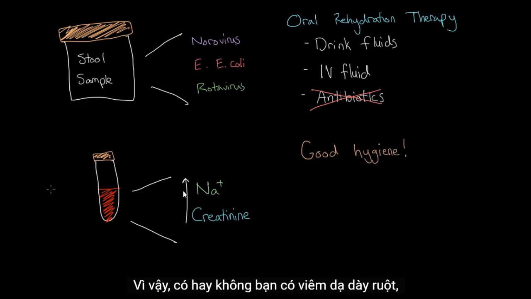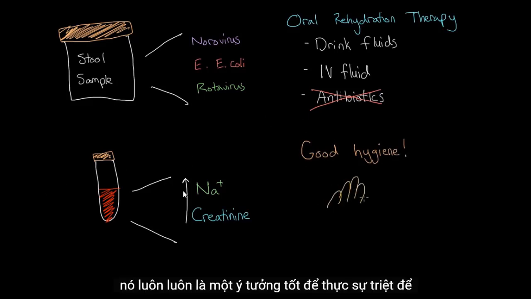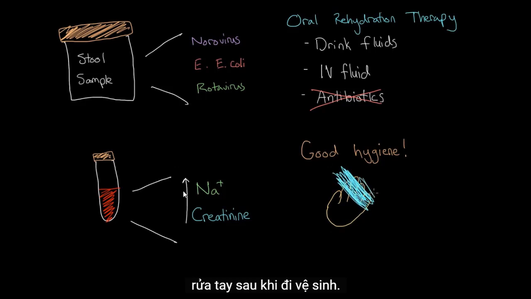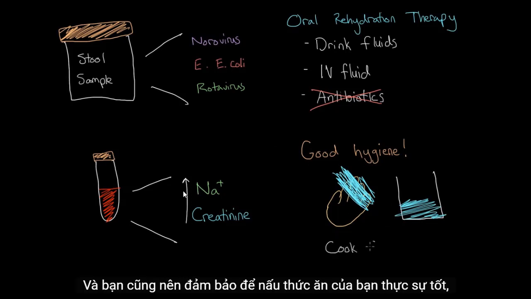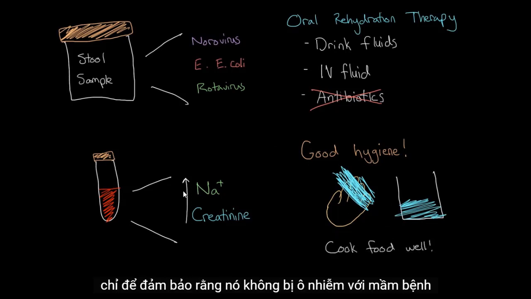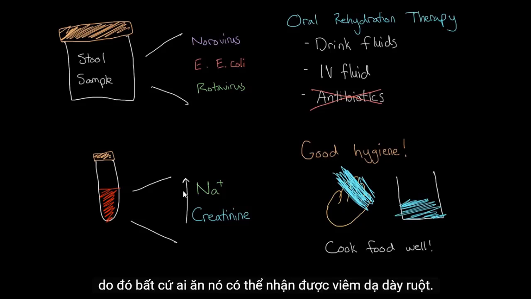So whether or not you have gastroenteritis, it's always a good idea to really thoroughly wash your hands after using the bathroom. You should also take care to drink water that's definitely decontaminated and clean. And you should also make sure to cook your food really well, just to be sure that it isn't contaminated with the pathogen so that anyone who eats it could get gastroenteritis.